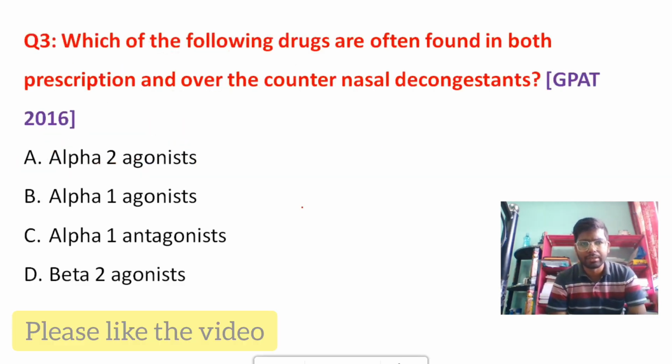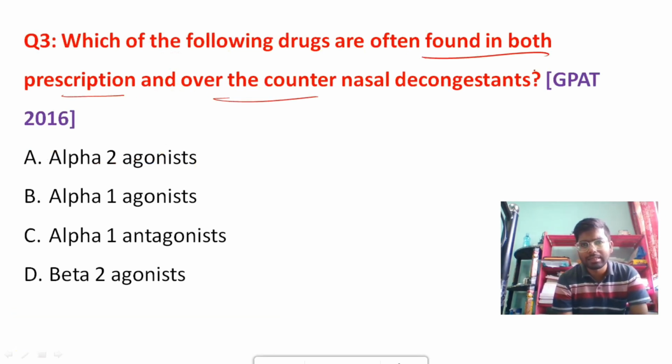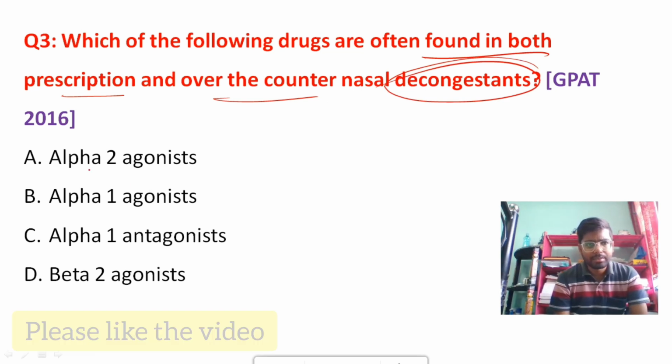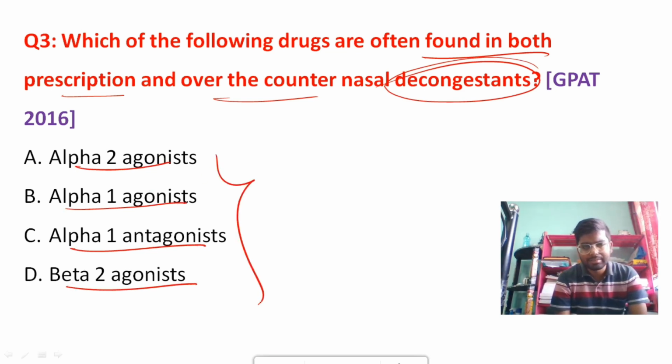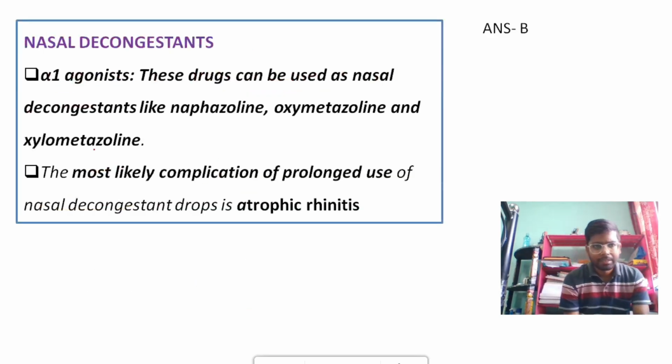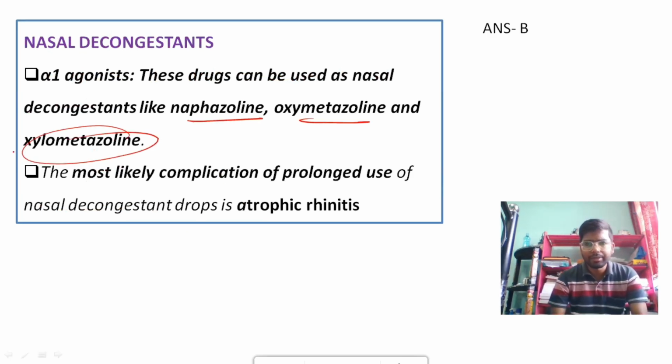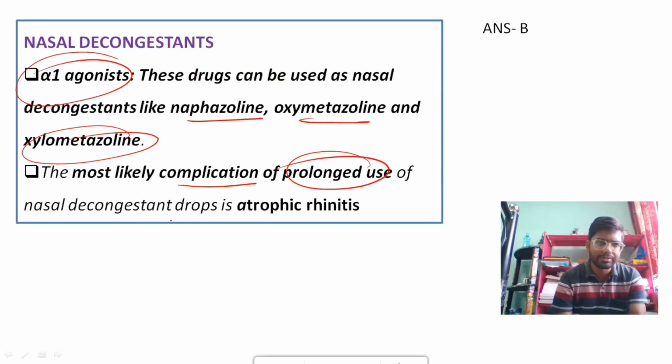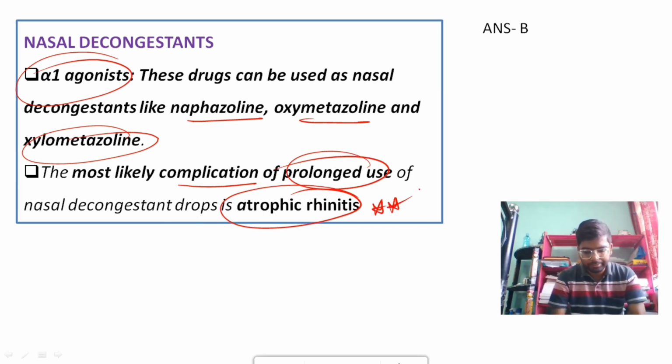Coming to the next question, which of the following drugs are often found in both prescription and over-the-counter nasal decongestants? Options are alpha 2 agonist, alpha 1 agonist, alpha 1 antagonist, and beta 2 agonist. See, it's a direct question and the answer will be option B, alpha 1 agonist. Nasal decongestants are like naphazoline, oxymetazoline, xylometazoline. These are alpha 1 agonists, and prolonged use of these drugs can create atrophic rhinitis. It is also important.